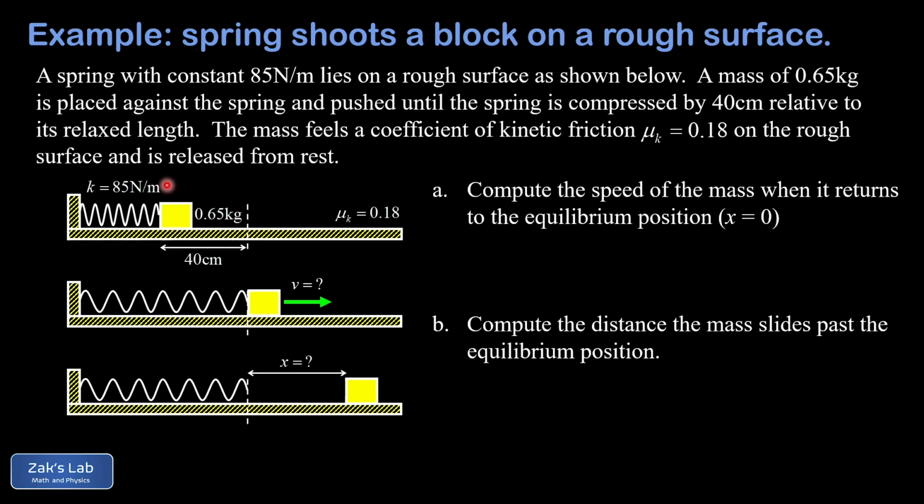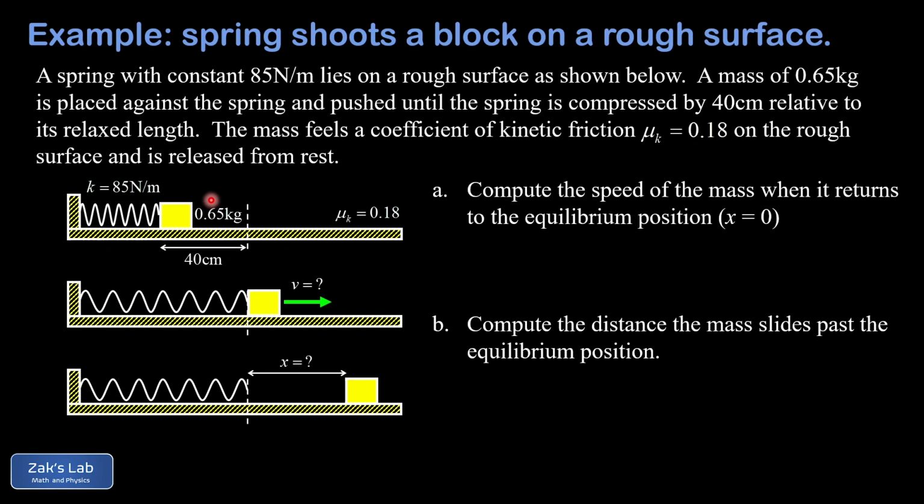So the setup for the problem is that we're given a spring of constant 85 newtons per meter that's been compressed by 40 centimeters relative to the equilibrium position. And that equilibrium position is marked with that vertical dashed line. And there's a block of mass 0.65 kilograms pressed against this spring.